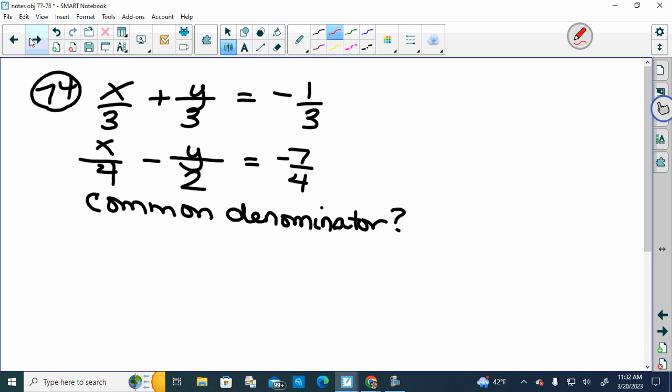Okay, number 74, you have x over 3 plus y over 3 equals 1/3. And then on the bottom, we've got x over 4 minus y over 2 equals -7 over 4. Okay, we do not like working with fractions, right? So let's get rid of the fractions so then they look like all the other problems that we have. So don't look at both of them, just look at one equation at a time. We're just looking at the top one.